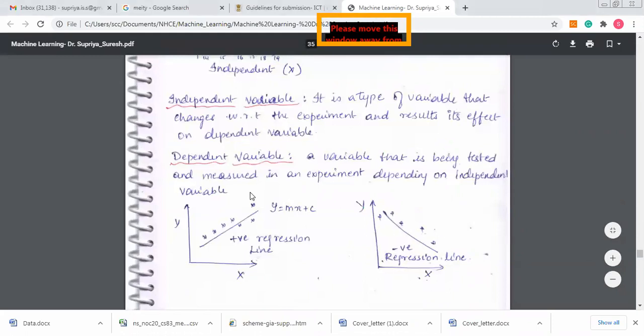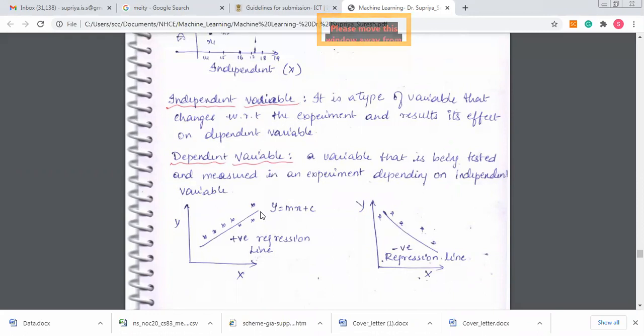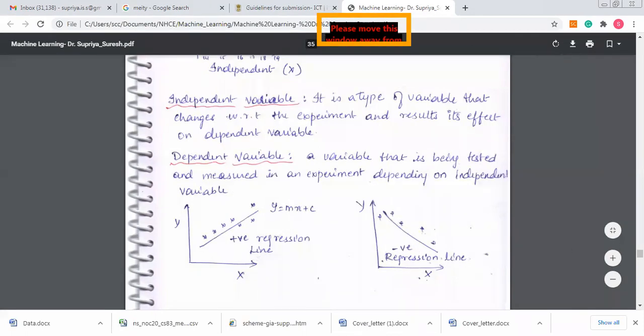The dependent variable is the variable that is being tested and measured in the experiment. Depending on the independent variable, it forms my dependent variable, as we have already discussed. For the equation of the line y = mx + c, when I have a positive slope, it is a positive regression line. When I have a negative slope, it is a negative regression line. This is a representation of the line with the positive and the negative slope.